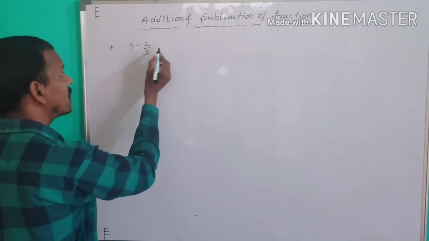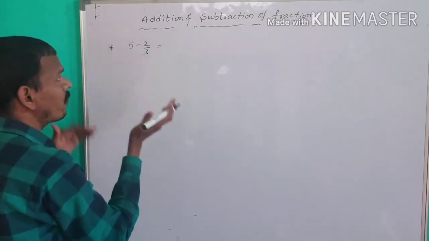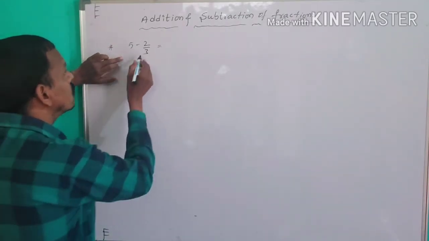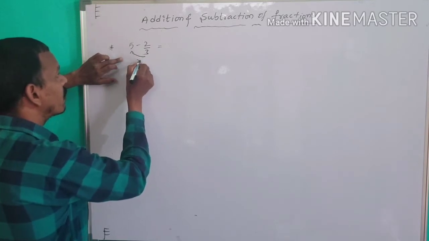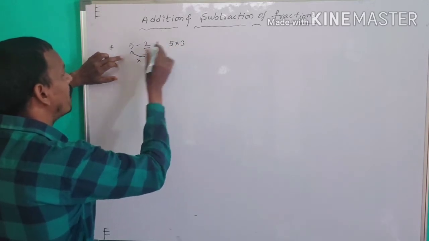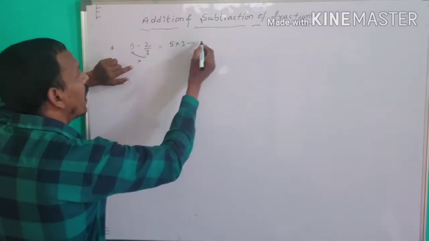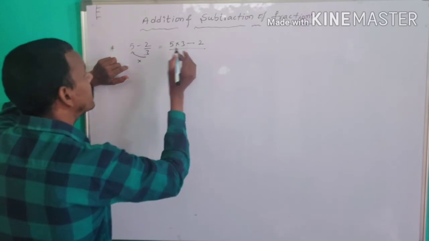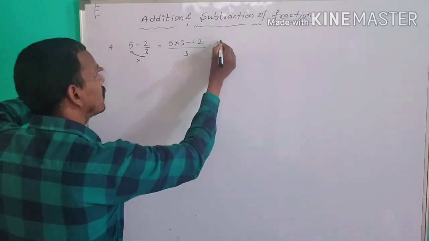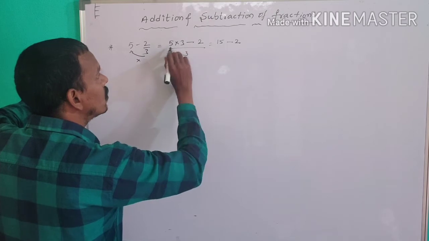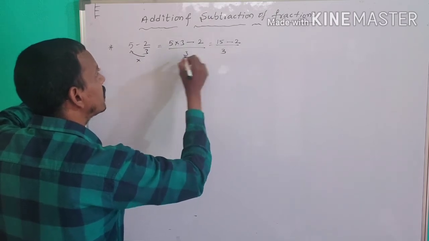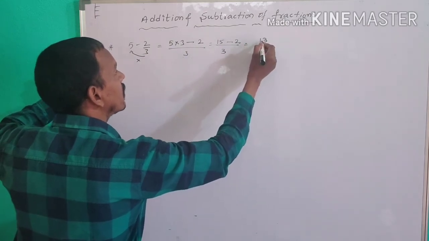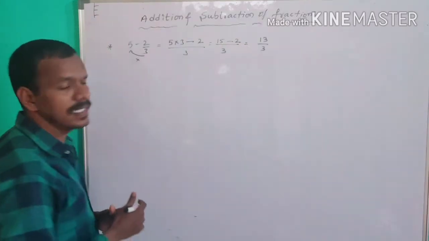So 5 minus 2 by 3, same process, just like we did the number and fraction addition. The denominator and the number we multiply: 5 into 3, and the middle symbol is minus. The 2 has a denominator, so no need to multiply, divided by 3. 5 threes are 15, minus 2, by 3. Denominator is 3. 15 minus 2 is 13, so 13 by 3. It is the answer.